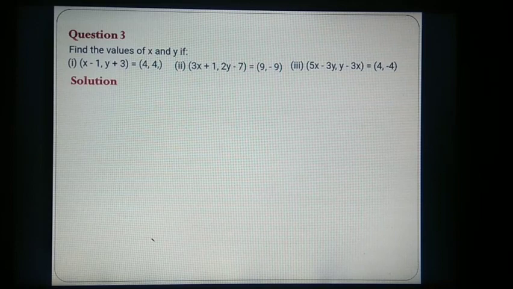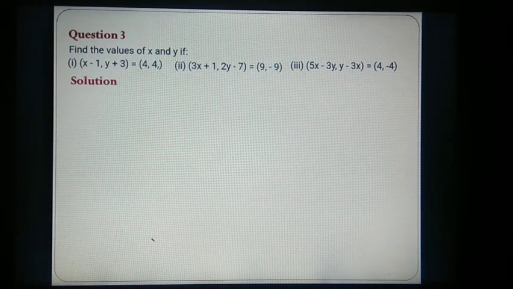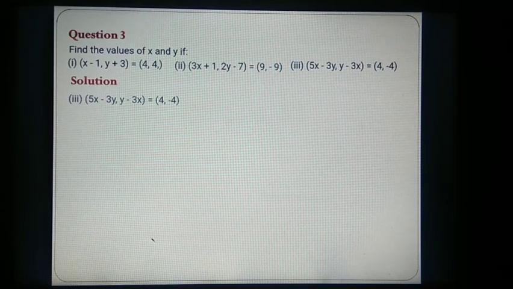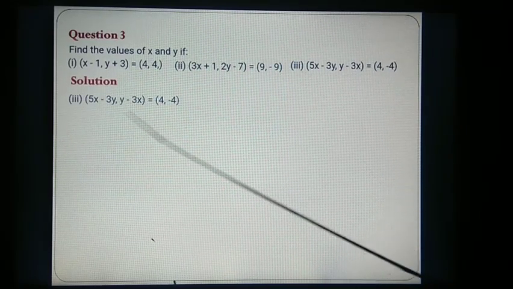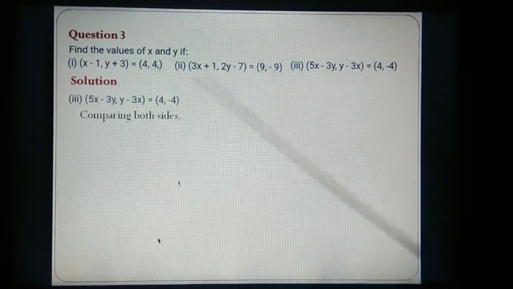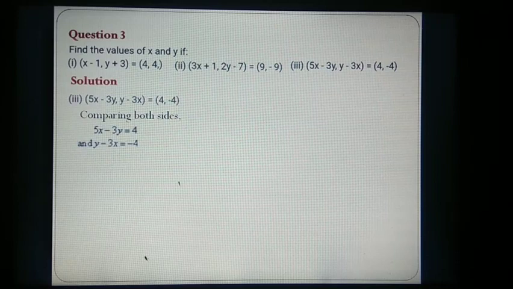Now we'll see the third question, and to solve such problems you must be familiar with one of the chapters, that is simultaneous equations. But since you have not done that, we'll get introduced to this kind of problem in this particular chapter as well. As usual, the question says this part is equal to this one, so the abscissa must be equal to this abscissa, and this ordinate must be equal to this ordinate. That's what I have written. So comparing both sides, I will have these two.